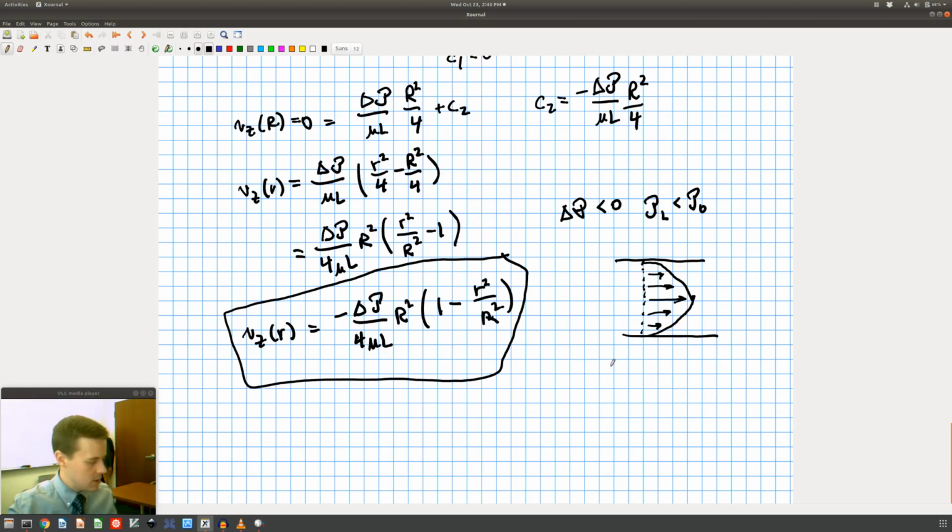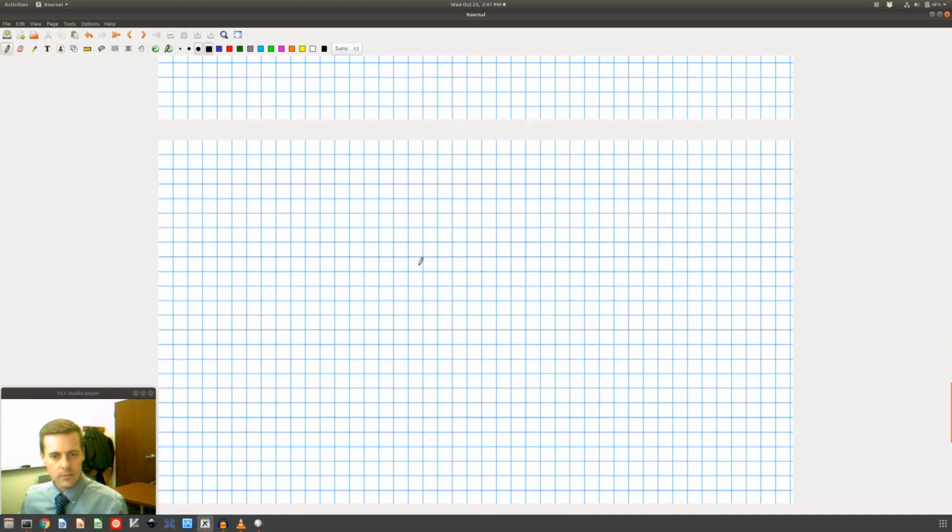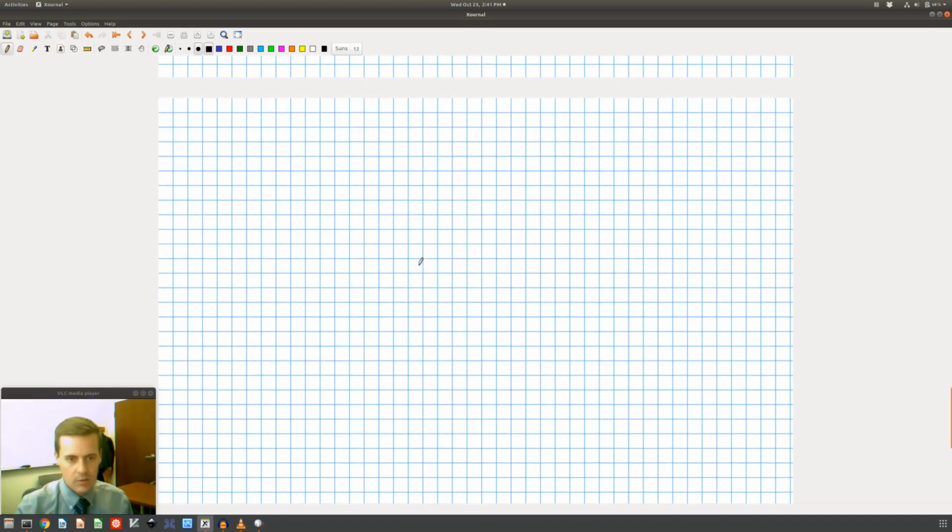I'm going to do one more quick thing, maybe take 5 more minutes here, and show you how to get the friction factor for laminar flow. So I'm going to come up here, new page after. Okay, so let me put this, I'll do C and I'll say friction factor.